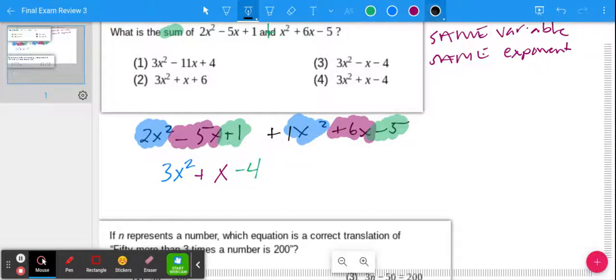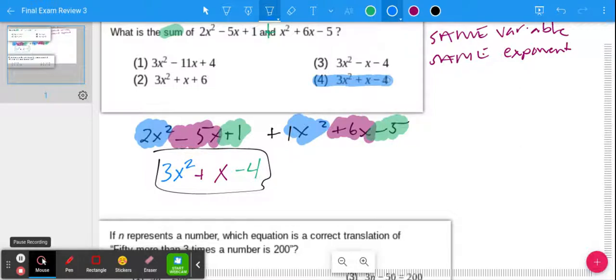So our final answer ends up being 3x squared plus x minus 4. So that makes our answer number 4, choice number 4, 3x squared plus x minus 4.